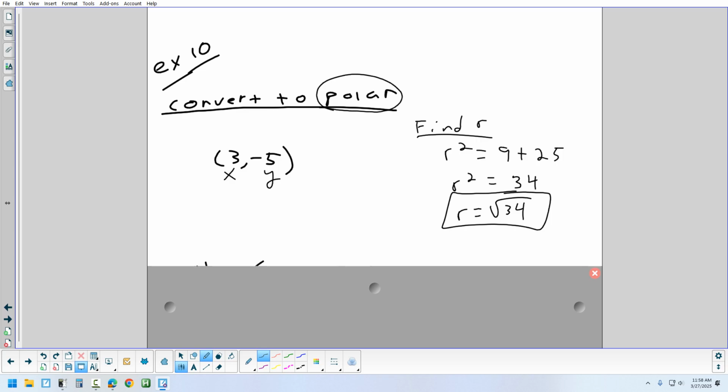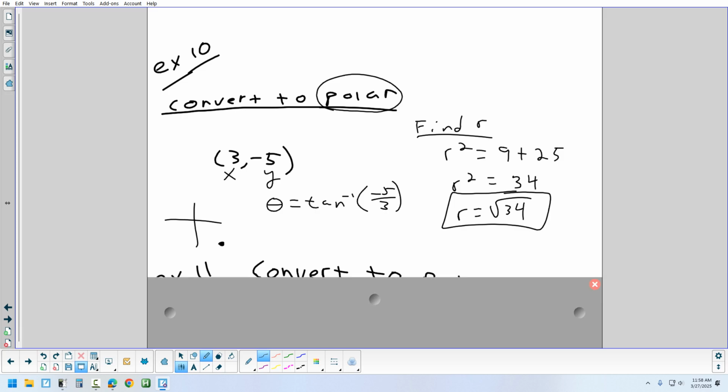Okay. What quadrant is 3, -5 in? Right 3, down 5. Right there. So what quadrant is that? 4. What's the formula to find theta in quadrant 4? Theta equals inverse tangent y over x.